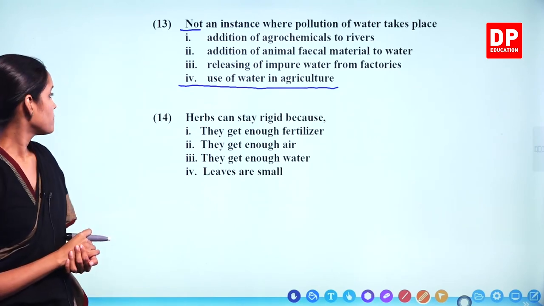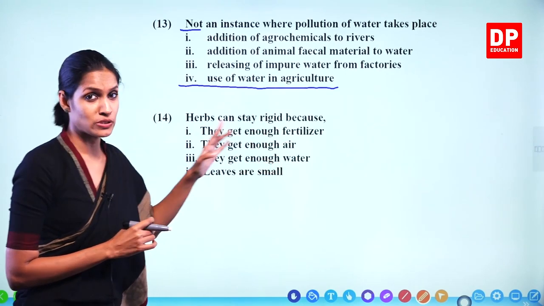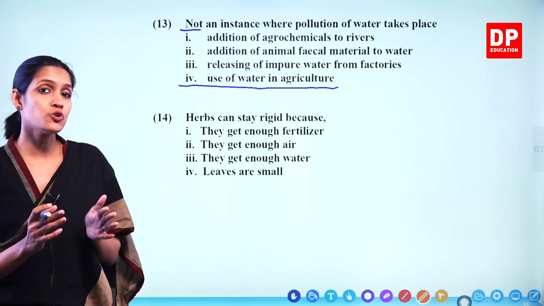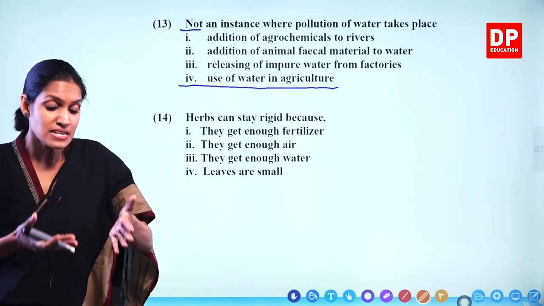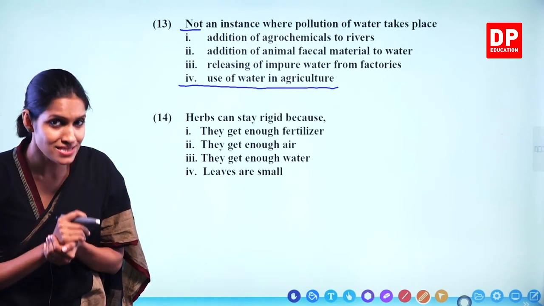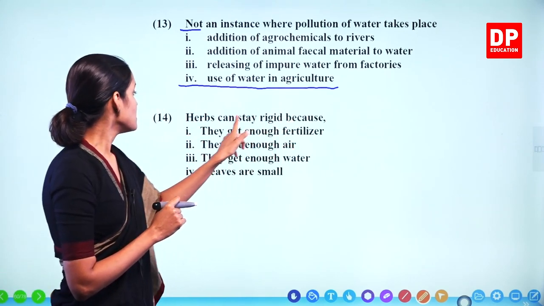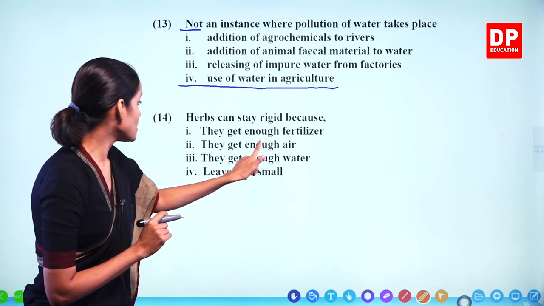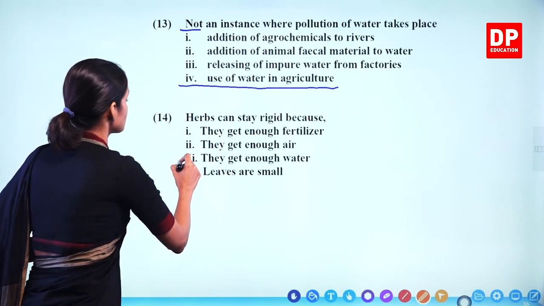Number 14. Herbs can stay rigid because. Now, herbs are small plants. They don't have woody stems. Even though they don't have woody stems, they have tender stems. They can stand straight because of the presence of water in the stems. So herbs can stay rigid because they get enough fertilizer, that's not the answer. They get enough air, not the answer. They get enough water, that is the correct answer.